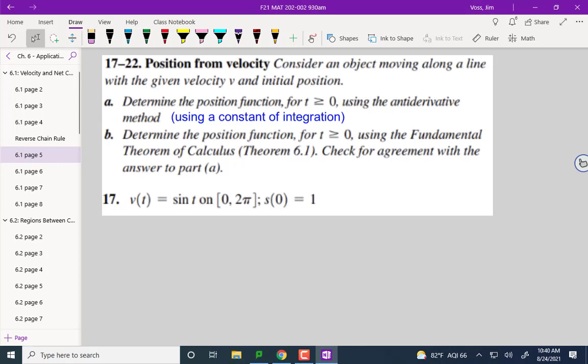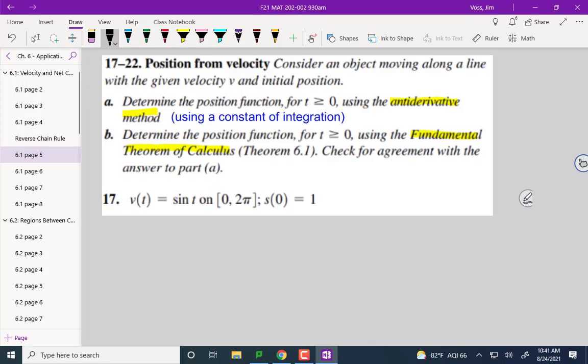So here we want to find position from velocity, and conceptually we know, integrate velocity, we'll get position. Right? We know that from prior classes. It is going to ask us to do this in two ways. They want us to use the FTC, the fundamental theorem of calculus, and they also want us to use a constant of integration. They're going to call this the antiderivative method. That's the method that you're probably familiar with. Let's do it that way first.